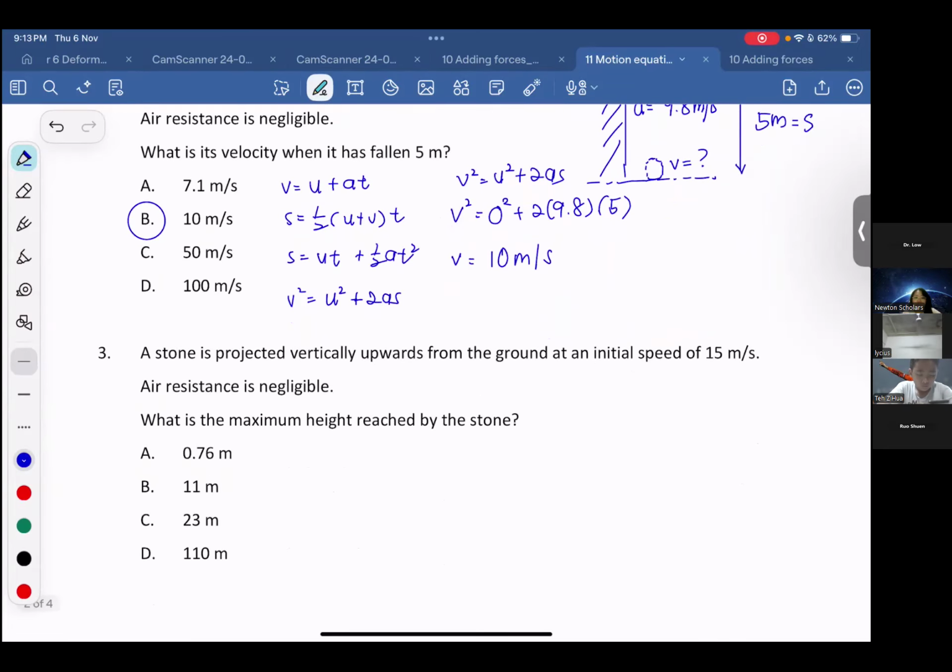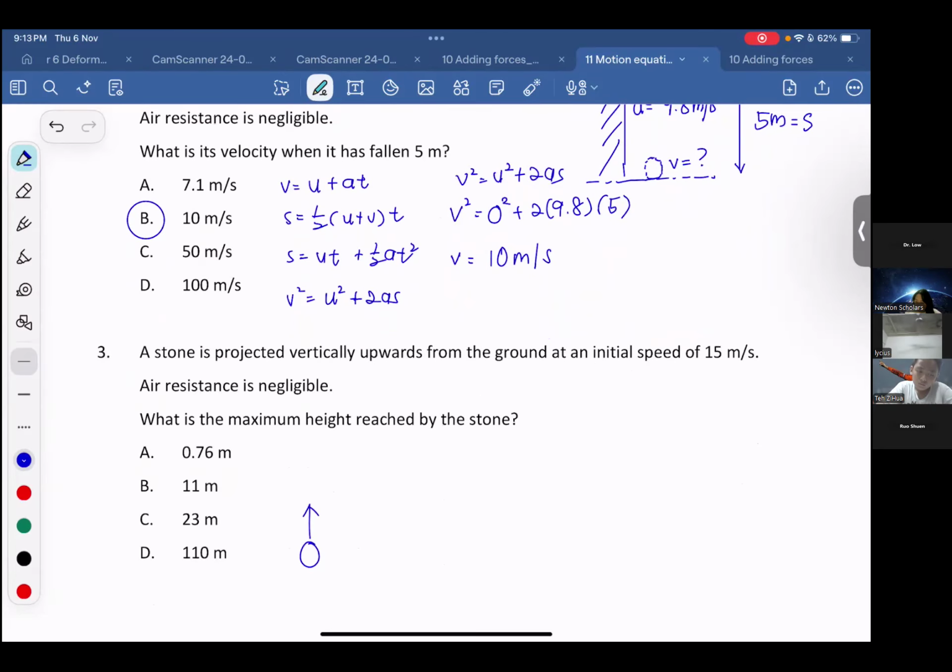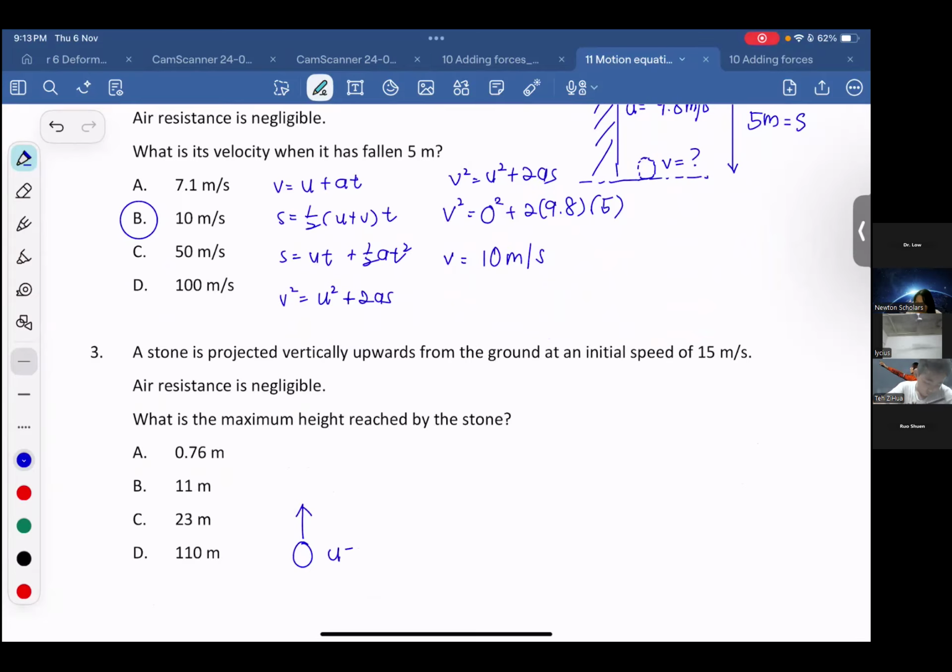We projected vertically upward. Now the case is upward, with an initial speed of 15 meters per second. We ignore air resistance. What is the maximum height? Here, this is the maximum height. That means how far it can travel or go up.